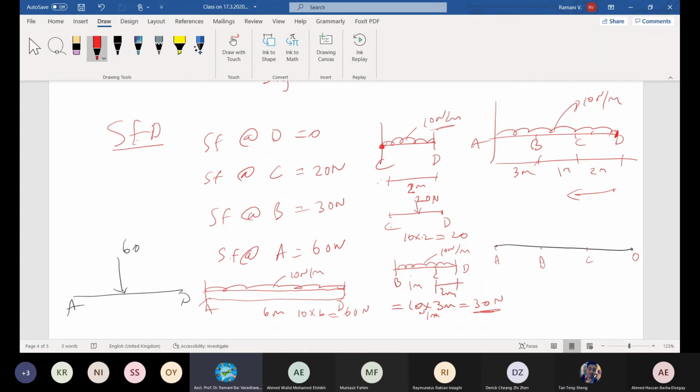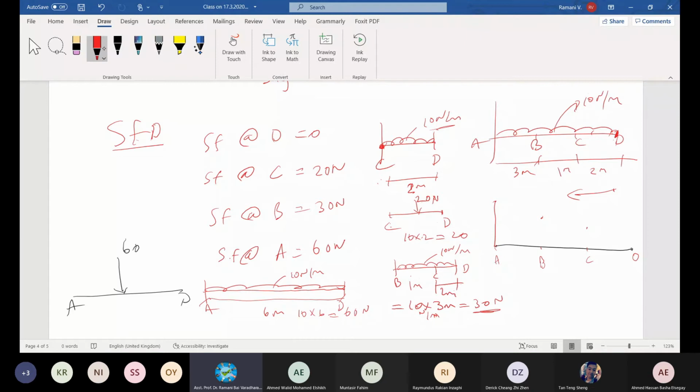20 positive upward, mark here. And then B positive upward, right? Positive also, right? Because its load is acting downward, it's positive. It's still growing. 30, a little bit higher here. And then at A it is 60. So I repeat, for UDL it should be at A 60.